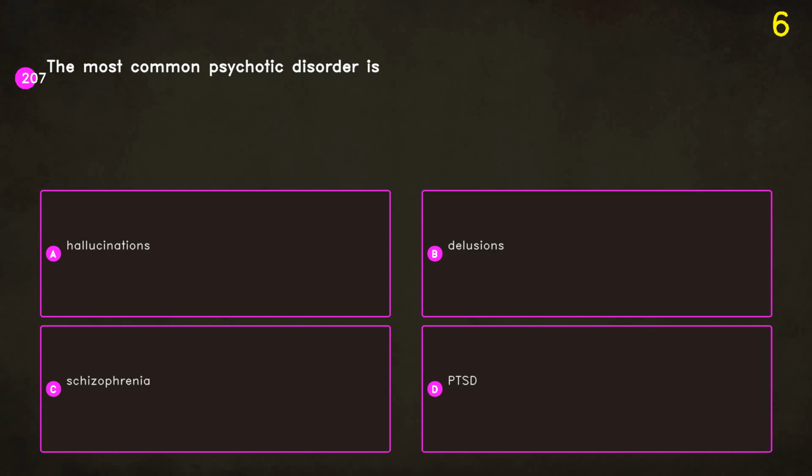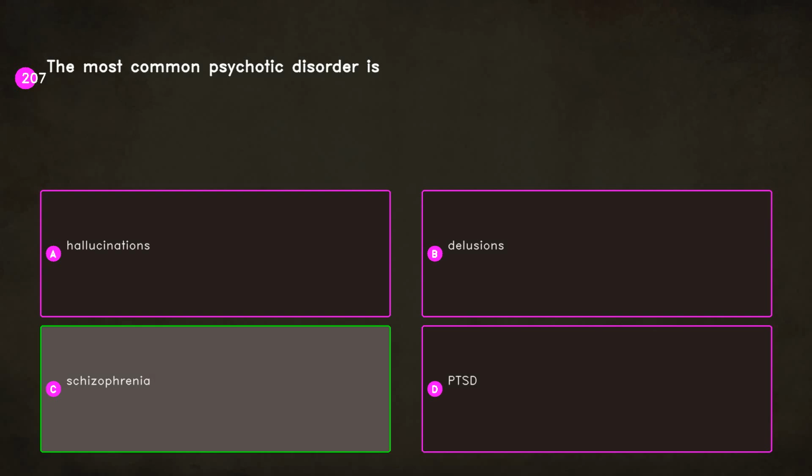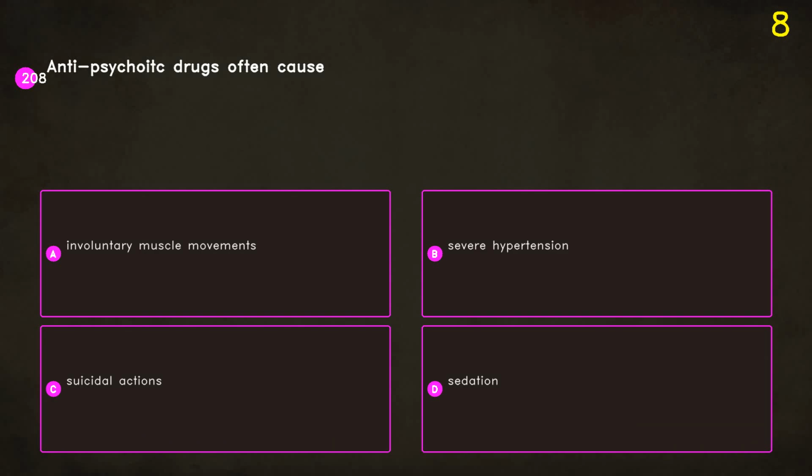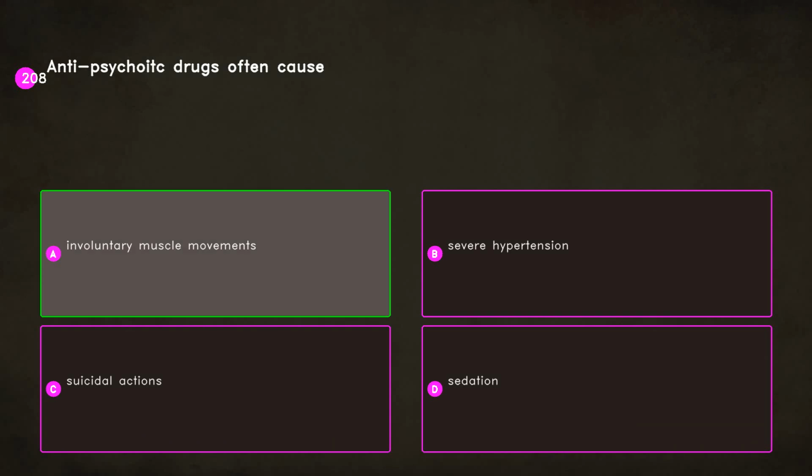Question 207. The most common psychotic disorder is A. Hallucinations. B. Delusion. C. Schizophrenia. D. PTSD. The correct answer is schizophrenia. Question 208. Antipsychotic drugs often cause A. Involuntary muscle movements. B. Severe hypertension. C. Suicidal actions. D. Sedation. The correct answer is involuntary muscle movements.